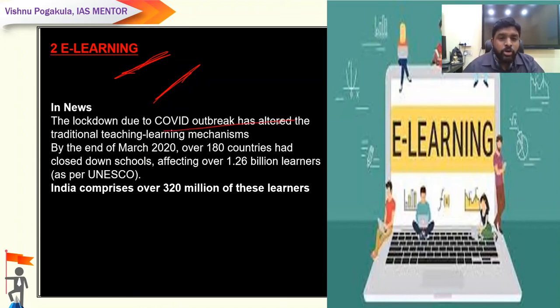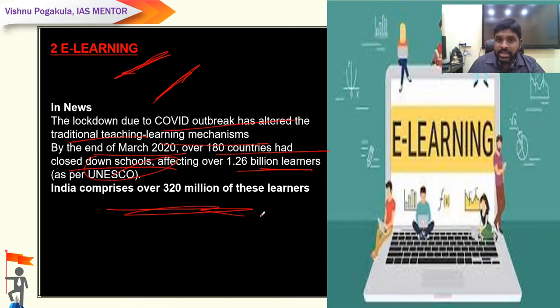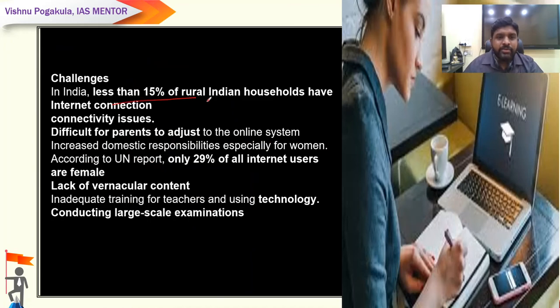The lockdown due to the COVID outbreak has altered the traditional teaching-learning mechanisms. By the end of March 2020, over 180 countries had closed down schools, affecting over 1.26 billion learners as per UNESCO. India comprises over 320 million of these learners. So everything is becoming e-learning, electronic learning. In India, less than 15% of rural Indian households have an internet connection. This is the problem. You have kept a lockdown, but rural areas don't have connectivity. Then how can we give them education? This is one of the challenges. We need to improve connectivity first, then make them tech savvy. Connectivity is a big problem. It is also difficult for parents to adjust to the online system.